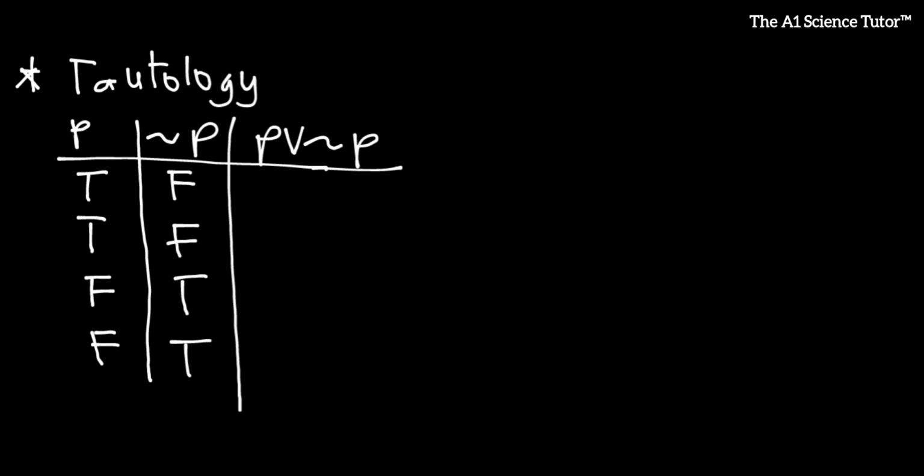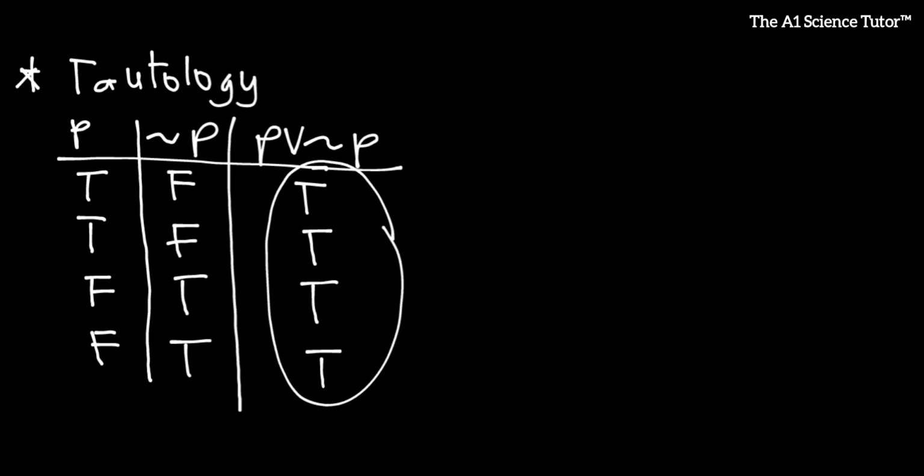Because as you can see, truth with a false in disjunction always gives us a truth. This is also going to be a truth. This will be a truth. This would also be a truth. So as you can see, all the values of disjunction under tautology are always going to be true. And it's always under disjunction. That's basically what it is.